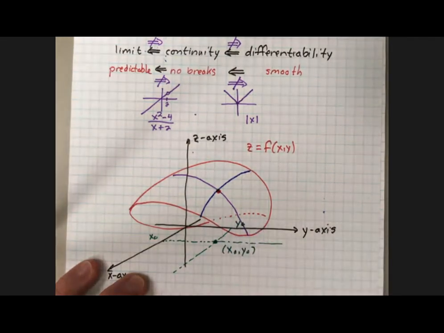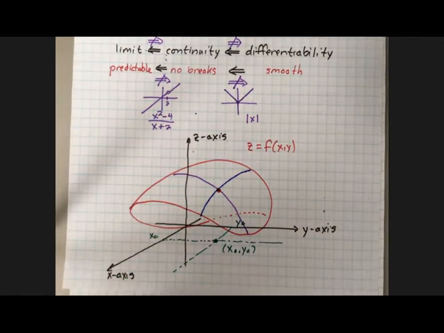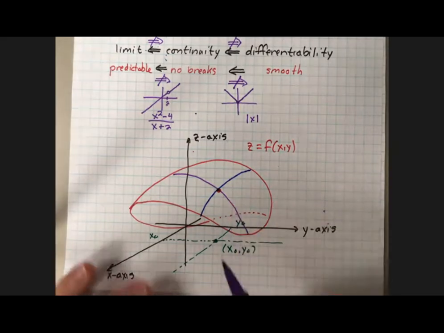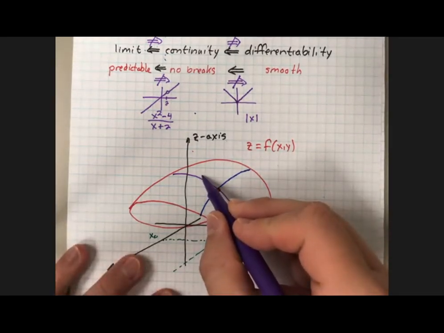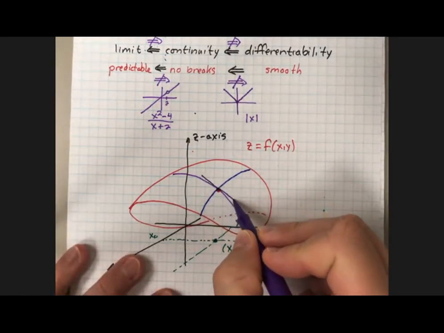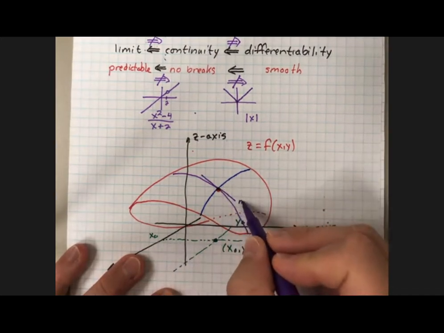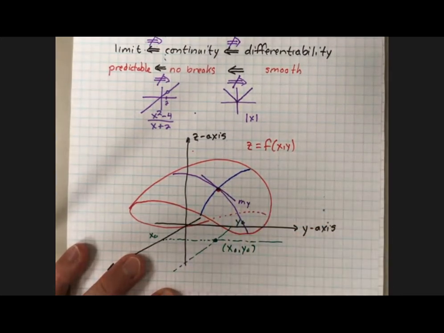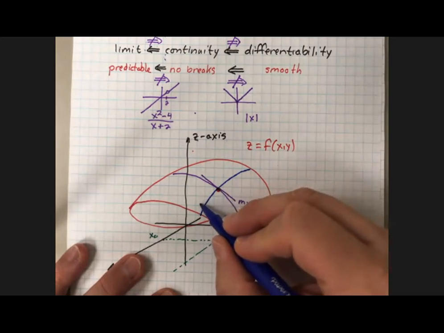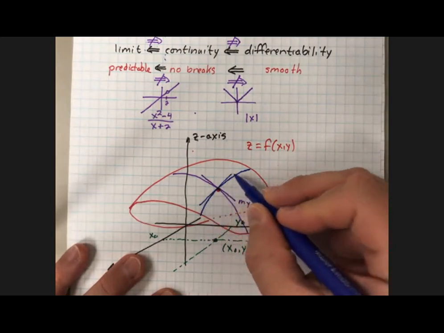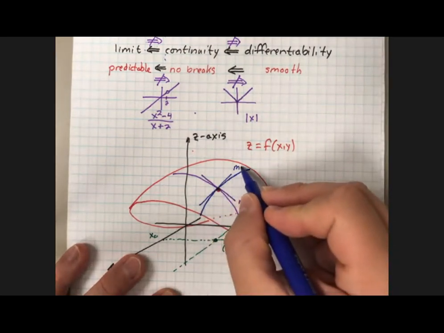And I'm not doing super drawing accuracy, I'm just doing mellow drawing accuracy. Last time we discussed the slope in the x direction and the slope in the y direction. If x is fixed, that's the slope in the y direction, that's the purple. If y is fixed, that's the slope as I travel on the x-axis, that's the blue.